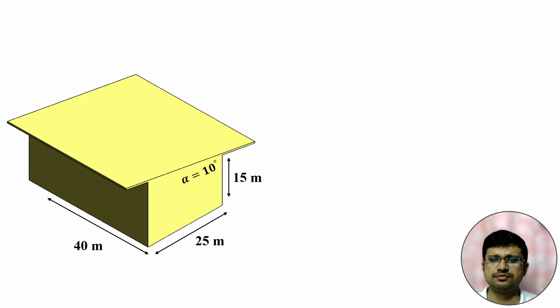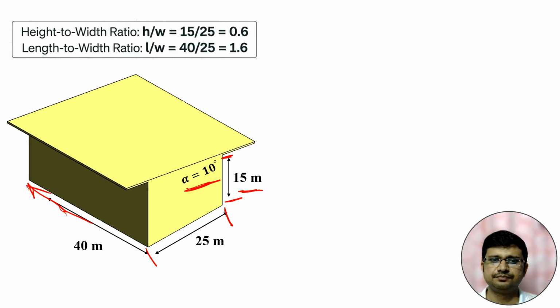So now if we see the clean image, this is one problem, same as the previous problem. The length of the building is 40 meter, width is 25 meter, the height of the lower portion is 15 meter, and the pitch angle is 10 degree. This is one building, one problem. Here the H by W ratio is 0.6, and the L by W ratio is 1.6, like the previous problem.